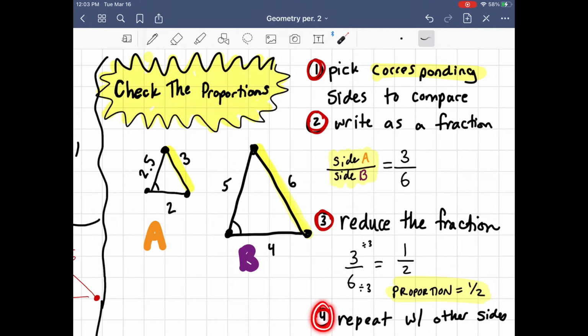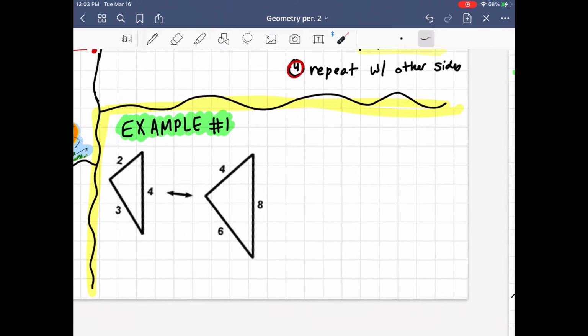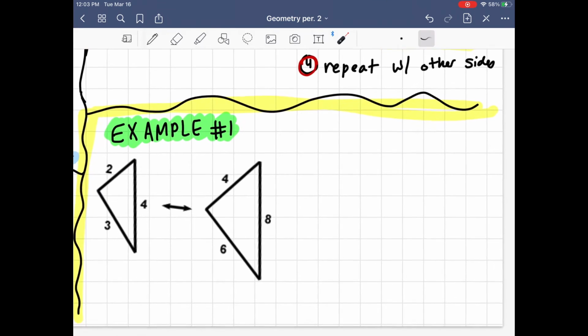Last thing you want to do is repeat the same step, but with the other side. So we only compared one. You want to make sure you compare all of them. Let's see an example where we check the proportions to show similarity.